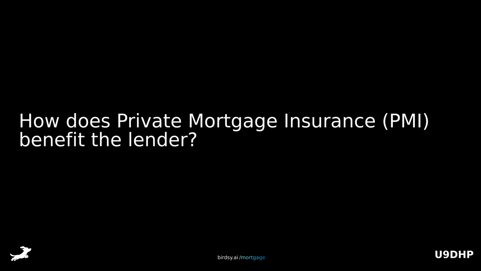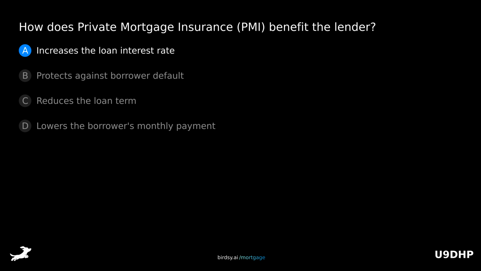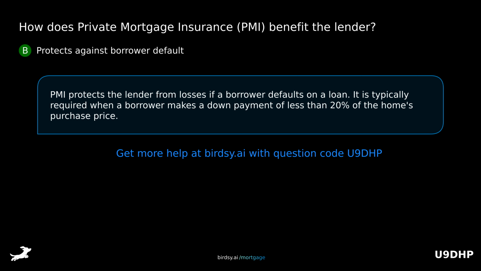How does private mortgage insurance benefit the lender? Is it A, increases the loan interest rate, B, protects against borrower default, C, reduces the loan term, or D, lowers the borrower's monthly payment? The answer is B, protects against borrower default. PMI protects the lender from losses if a borrower defaults on a loan. It is typically required when a borrower makes a down payment of less than 20% of the home's purchase price.